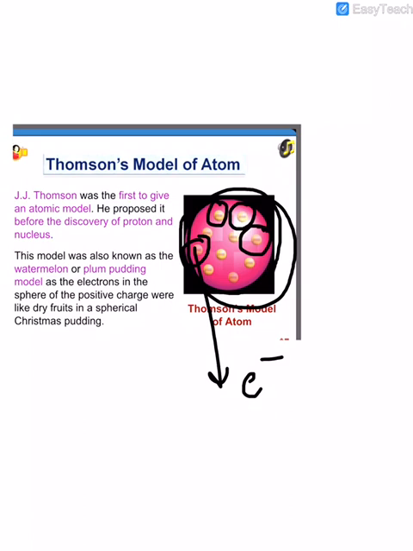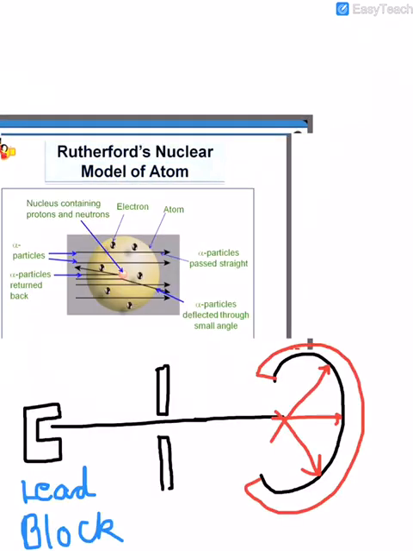It was the first model, and the limitation of this model is that it is able to explain the overall neutrality of the atom, but it couldn't explain the result of the scattering experiment carried out by Rutherford. So this model was rejected completely.